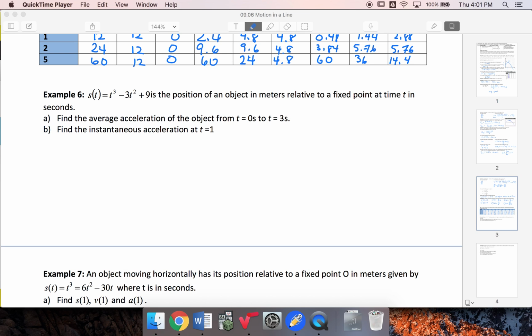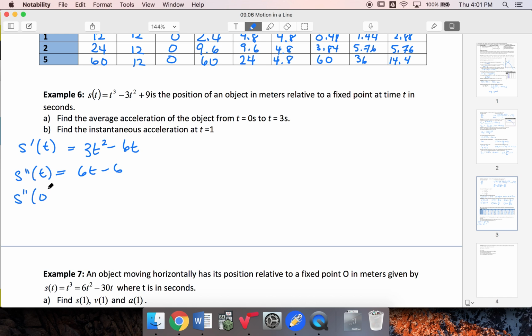Right, now we've got an object moving, with position in meters and time in seconds. Find the average acceleration from 0 to 3. First I'm going to start by taking the second derivative. Well, to do that I'm going to start by taking the first derivative. All right, 3t squared minus 6t. Now I can take my second derivative, 6t minus 6.